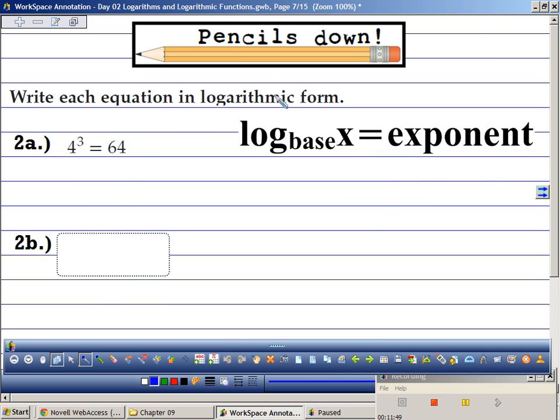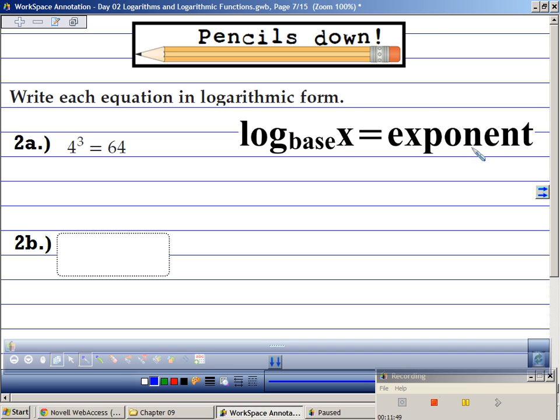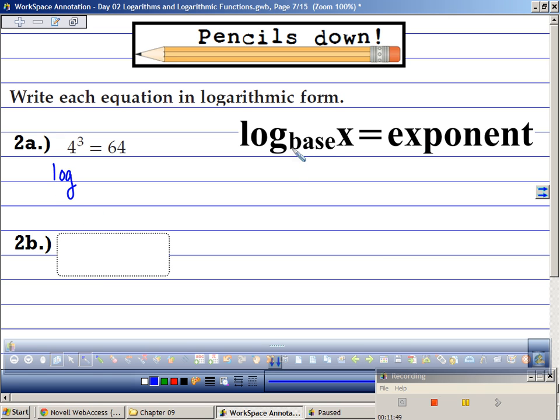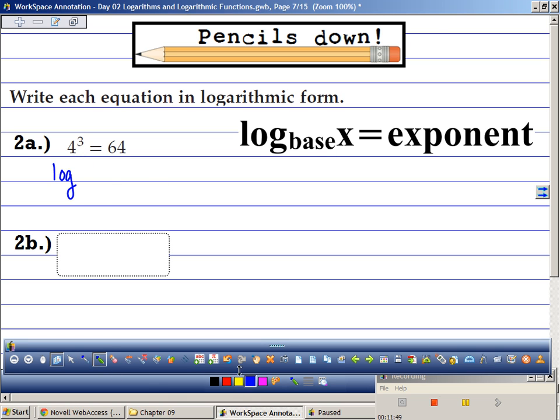Okay, let's try it the other way around. Pencils down again. Logarithms are exponents. Okay, so I'm going to turn exponential form into logarithm form now. Okay, log. The subscript is my base. So I'm going to identify my base. My base is 4, so I'm going to write 4 as the subscript.